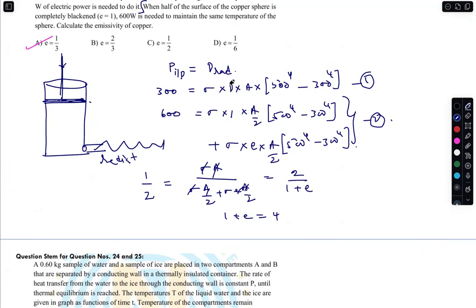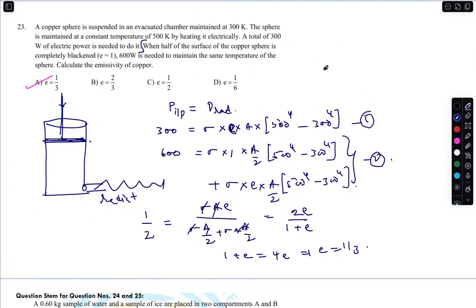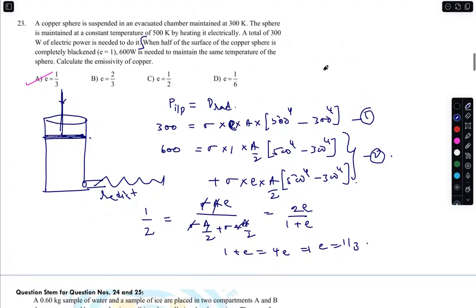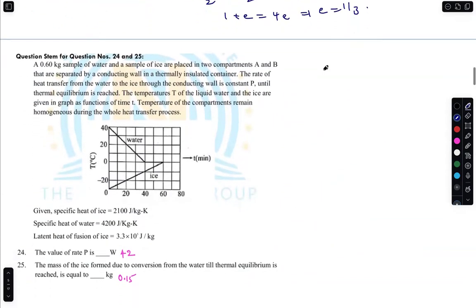Initially the emissivity is E. E, 2E. So therefore 4E. E is 1 by 3. That's all. Initially, full emissivity is E. Secondly, half E, half black surface will have emissivity 1. A very easy question. Even there is no difficult calculation involved in this. Right. Next, 24, 25.